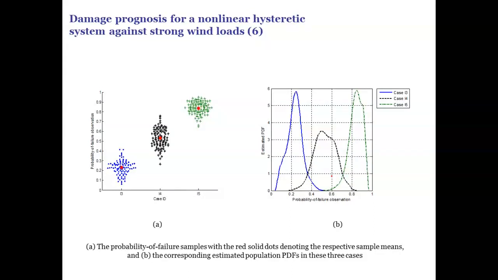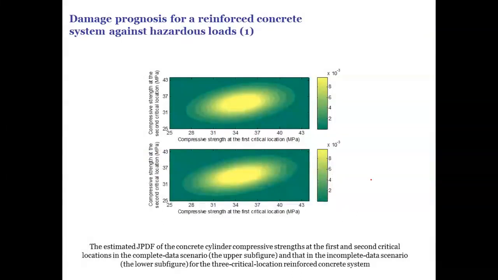Okay, this one shows the estimated probability density functions for this building, a double-story residential building, according to different levels of wind loads. Okay, we also verified our algorithm, our scheme, based on a typical reinforced concrete system.